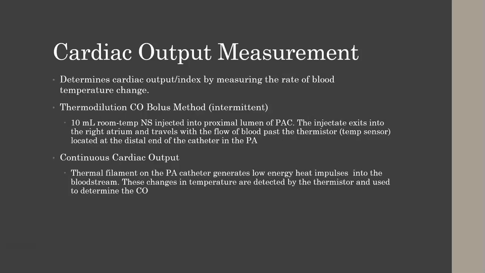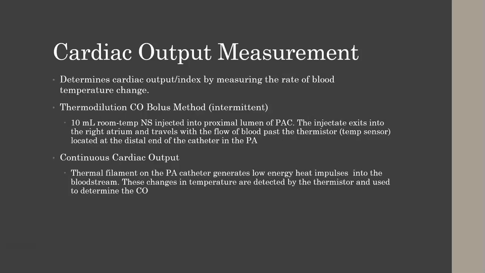That injectate exits into the right atrium and then travels with the flow of blood past the temp sensor, the thermometer, as I always call it, located at the distal end of the PA catheter. And then for continuous cardiac output, we have that thermal filament on the PA catheter that generates low energy heat impulses into the bloodstream. These changes in temperature are detected by that thermometer and used to determine the cardiac output.